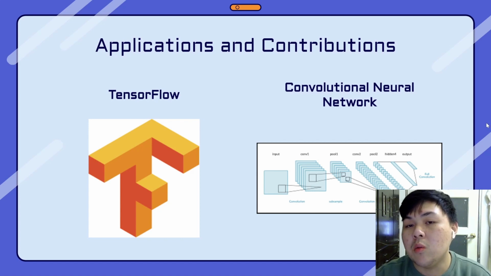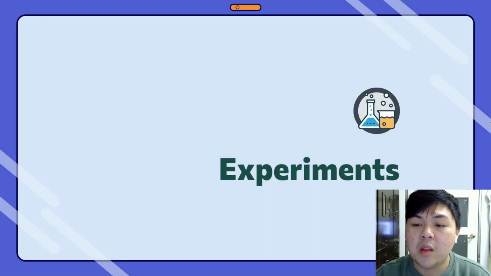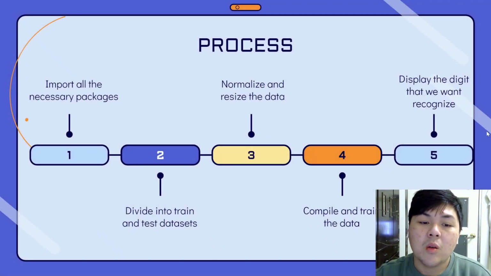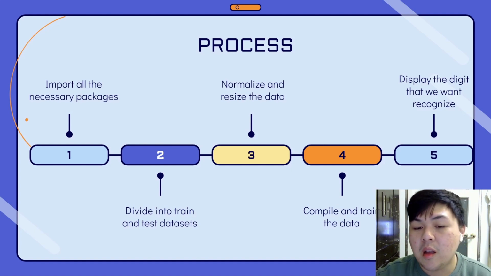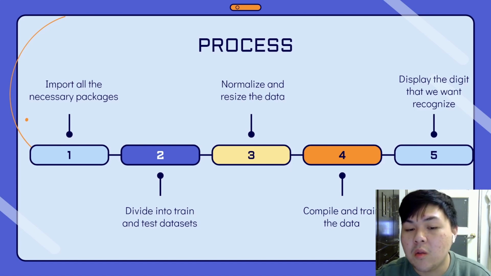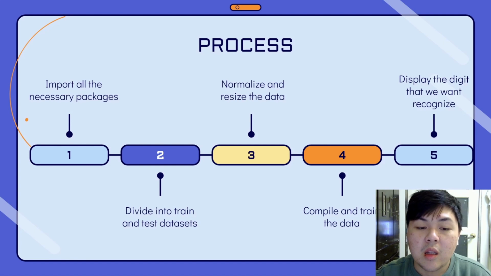So now we come down to the process, the experiment. Firstly, we import all the necessary packages into the program that we want to design, and then we load the MNIST datasets into the program for classification. We check that the datasets are 60,000 28 by 28 pixel images, split the datasets into two sets, and then normalize and train the data, and also display the digit that we want to recognize.